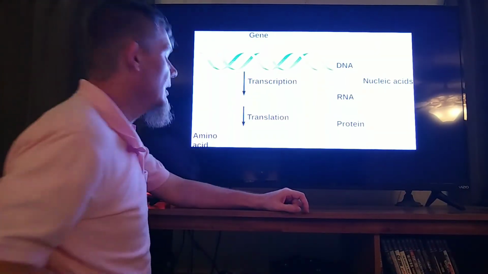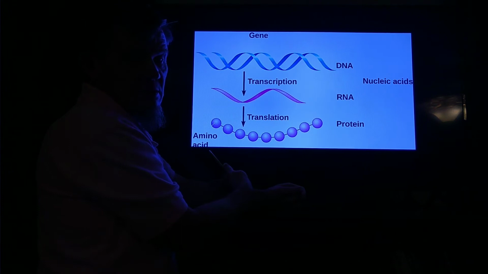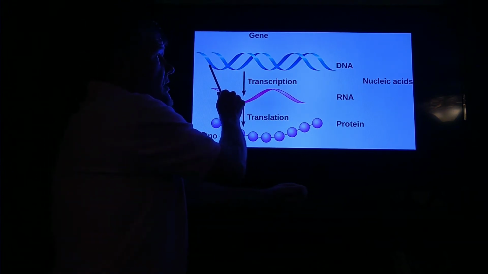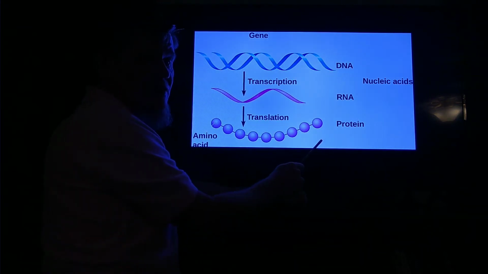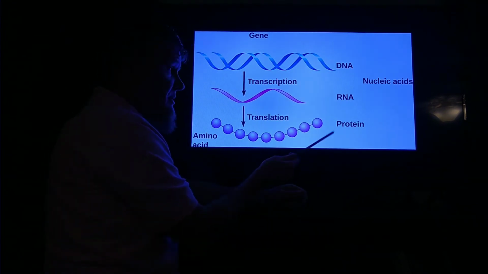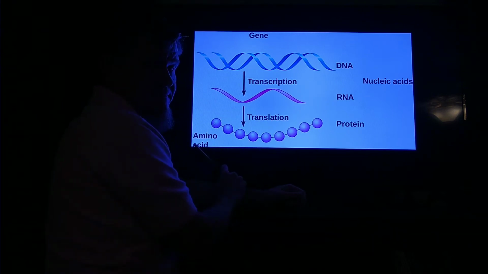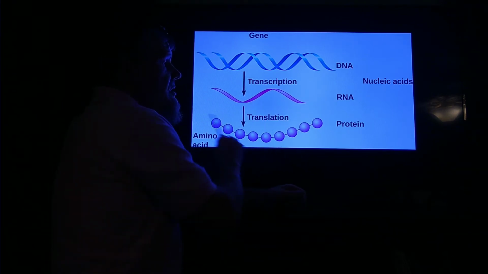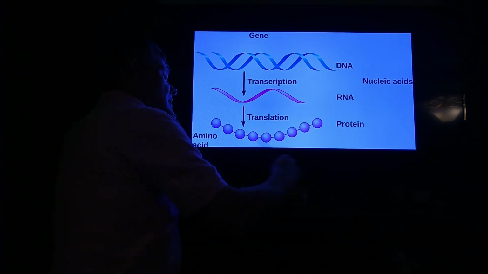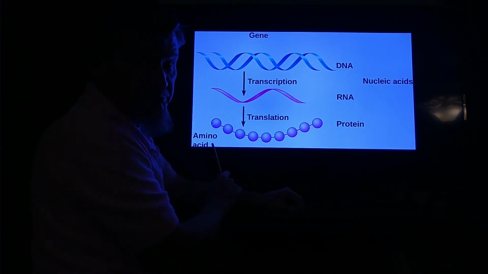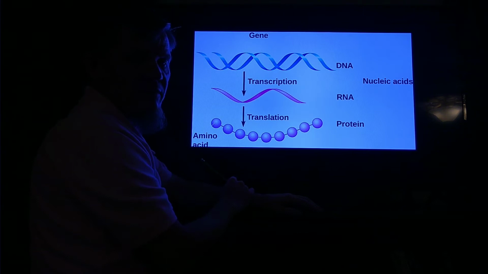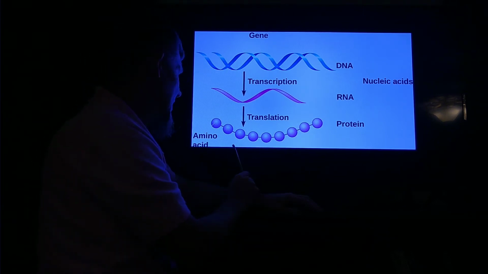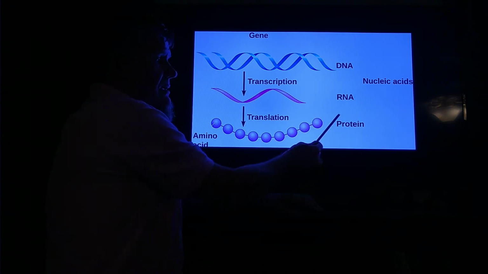So this is showing how the flow of information goes. The original instructions are on a gene, and that original is on DNA. Because I don't take the master copy to the job site, I have to make a copy of it that I can take to the job site. And that copy is RNA. I then follow the instructions on the copy to make my finished product, to make my protein. We just got done talking about proteins, and we'll talk about how we follow this flow of information in a later chapter, how we get from DNA to RNA to protein.